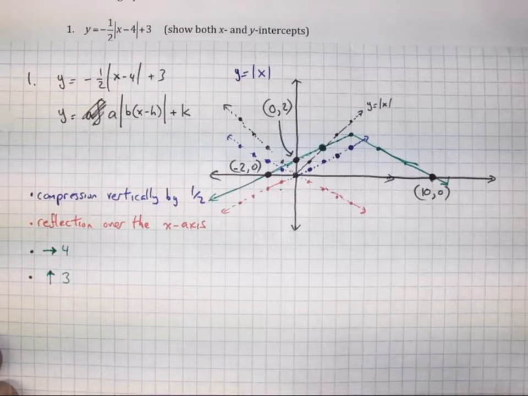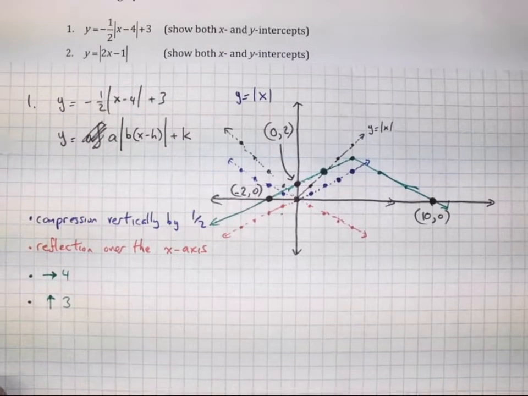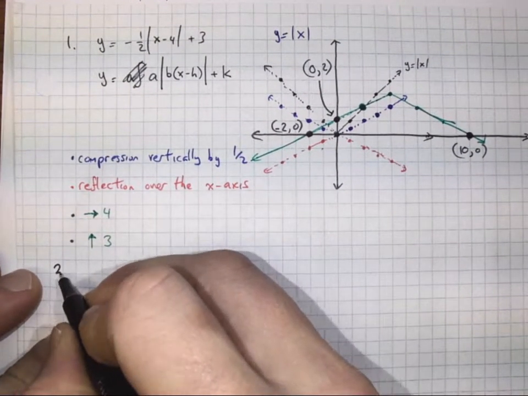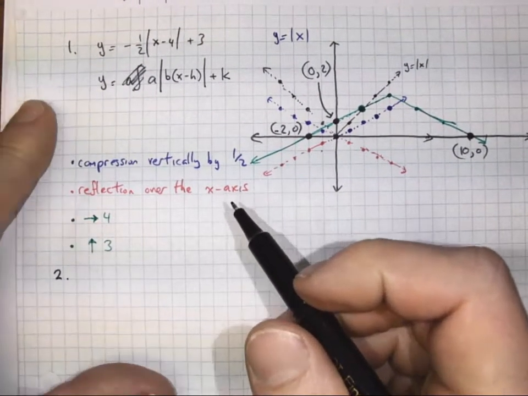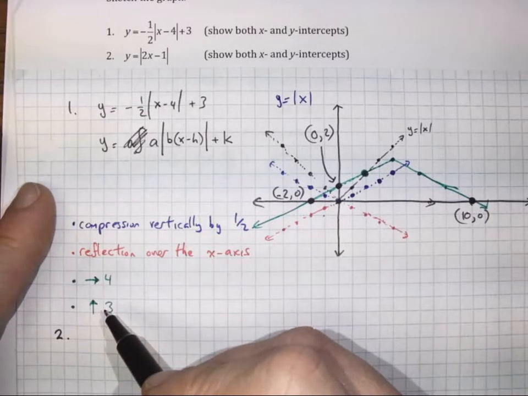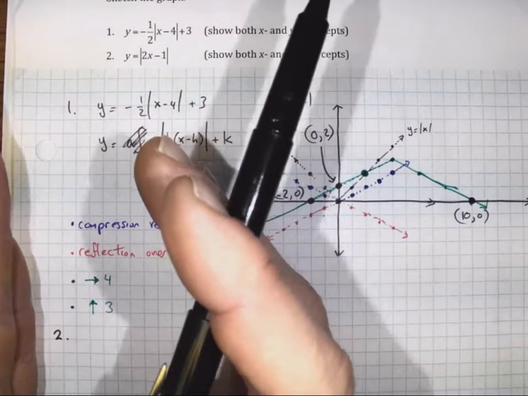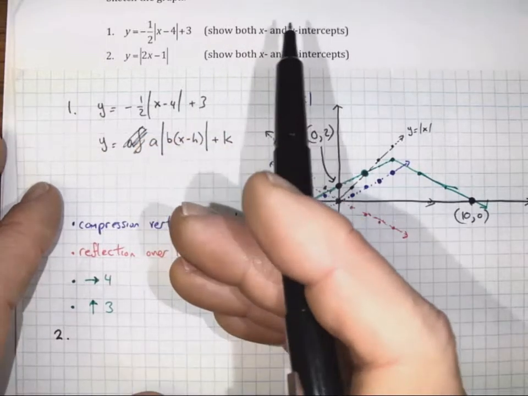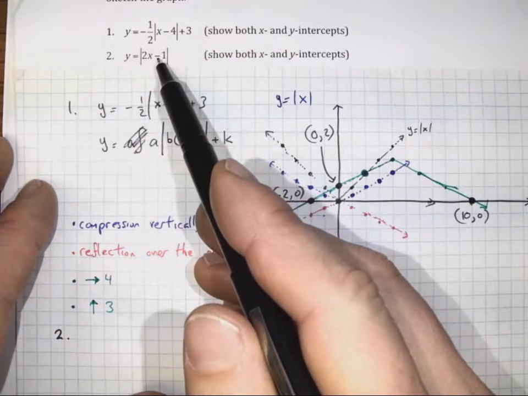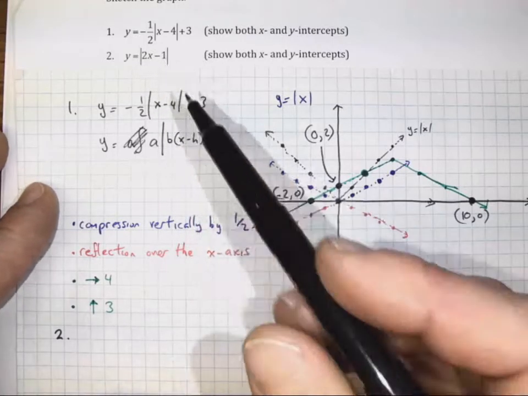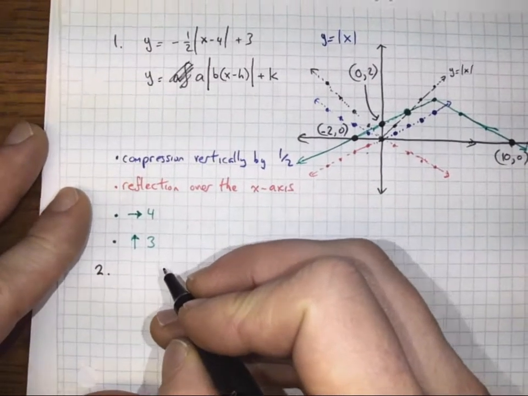Okay. So let's move on to question 2. So question 2, I do have 2 options. I could continue in this method. I could see this 2 as a horizontal compression by 1/2. And I could see this as a shift to the left, but I have to factor that 2 out of both of these terms.